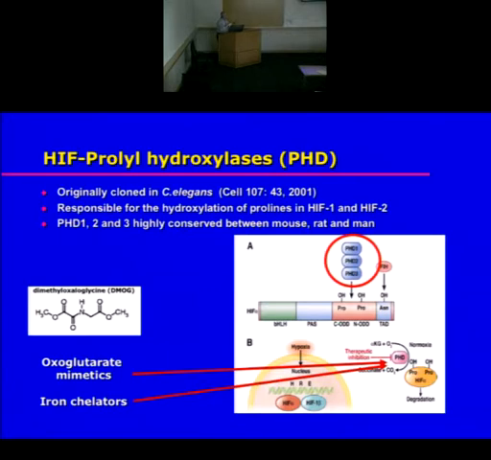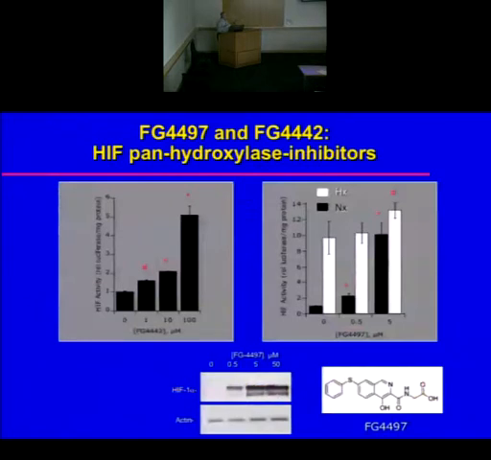One of the commercially available molecules is DMOG, and this has been used widely to study the PHD inhibitors. We worked with a company in San Francisco to develop some molecules, in this case, the FG compounds 4497 and 4442. You can see here, just by looking at reporter assays, that at submicromolar concentrations, these molecules stabilize HIF. In the presence of oxygen, or in the presence of hypoxia, this becomes enhanced. The structure of FG4497 is shown here. It's an isoquinoline-based molecule that functionally blocks the PHD through the chelation of iron.